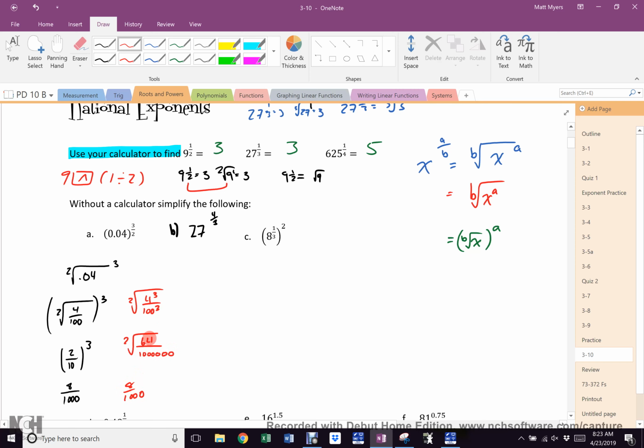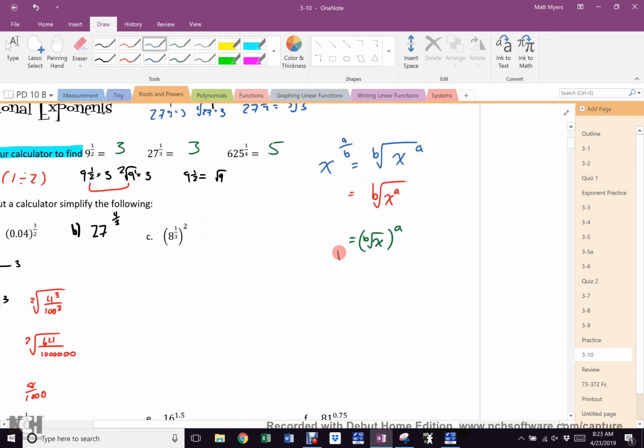Sometimes it helps to look at it the red way. Sometimes it helps to look at it the black way. When do you make that decision? Depends on the question. Okay? Let's look at B. How do I turn B, which is an exponential form, into this, which, by the way, I forgot to tell you, is radical form?